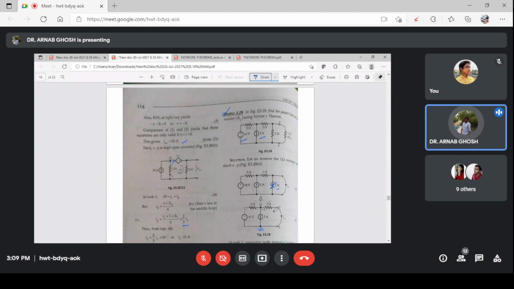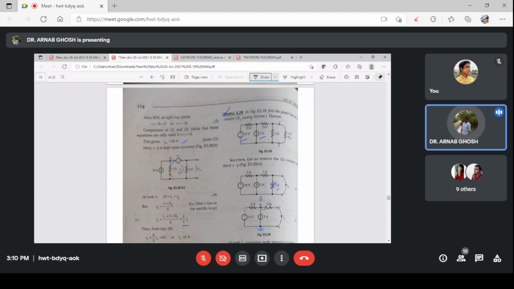So apply KCL for this entire loop. No problem. See, V minus 10 by 5 plus ISC current is flowing through this. So V by 5 plus ISC will be equal to 5. If you are considering this part, then 10 minus V by 5 plus 5 is equal to ISC.